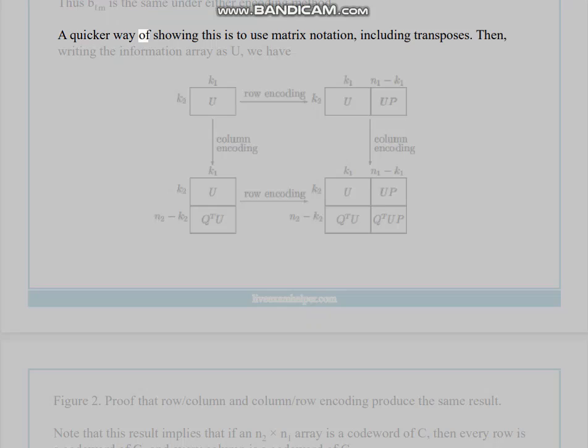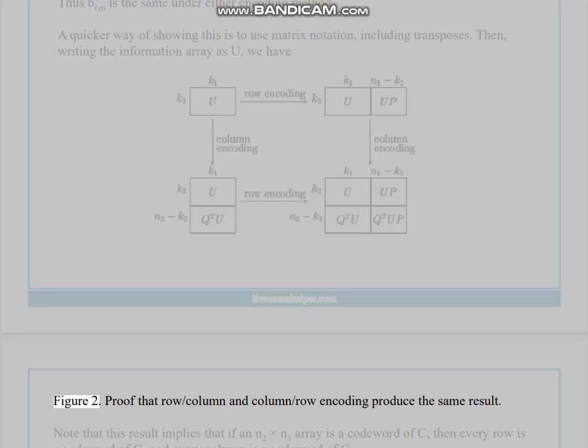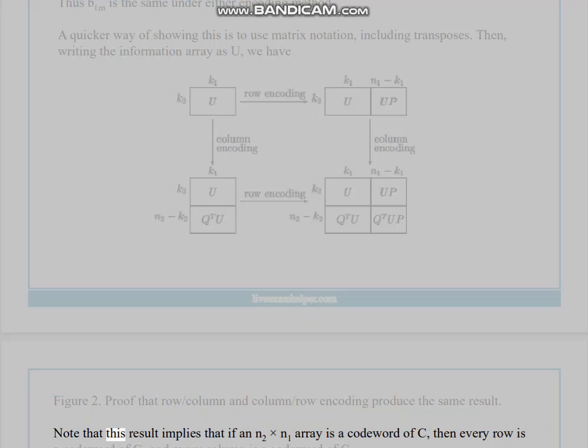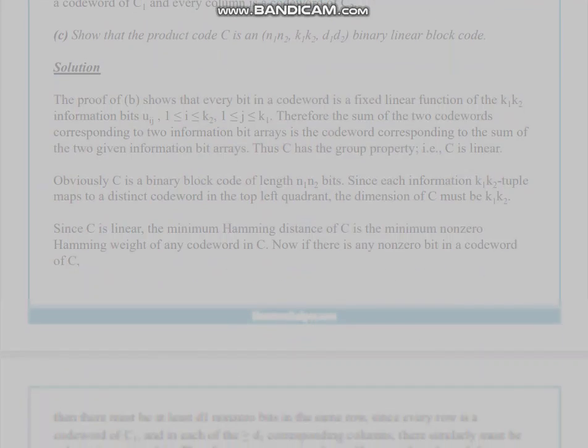A quicker way of showing this is to use matrix notation, including transposes. Then, writing the information array as we have... Figure 2. Proof that row/column and column/row encoding produce the same result. Note that this result implies that if an n2 × n1 array is a codeword of C, then every row is a codeword of C1 and every column is a codeword of C2.